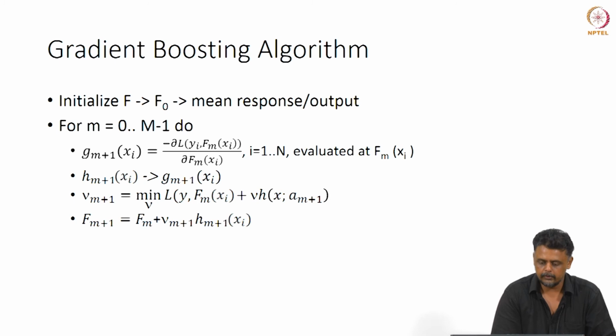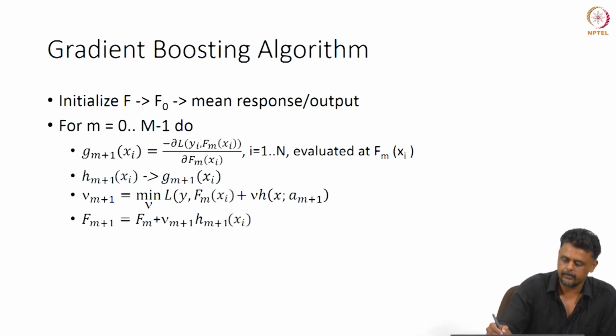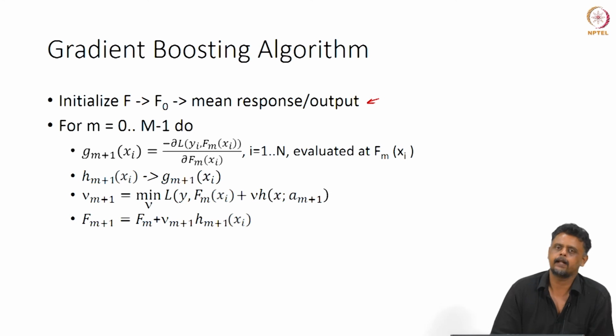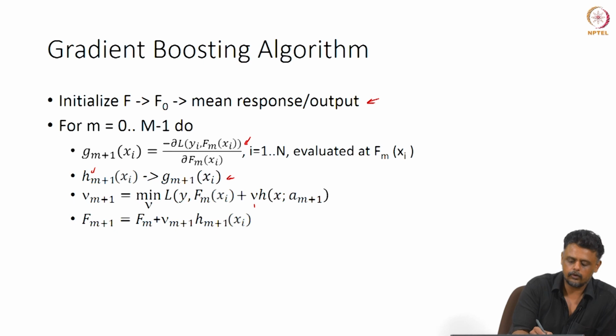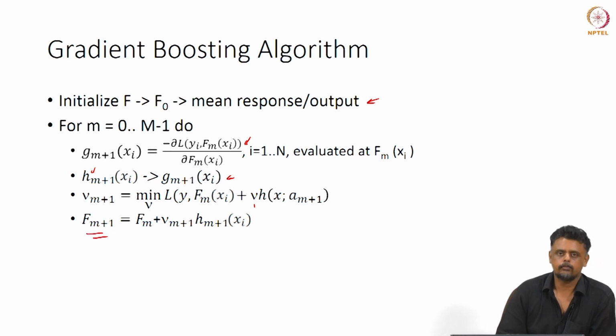So, let us look at the algorithm and summary. We initialize to f naught, which is the mean response of your training data. You take that as the output for every x i. That is your initialization. For subsequent iterations, you calculate the gradient of the loss function with respect to the predicted values from the previous iteration. Fit a machine learning model, which is a binary regression tree, to that gradient. Estimate nu by solving a line search problem. Update your model. Keep doing that for a fixed number of iterations as indicated by your cross validation study, and that is your gradient boosting algorithm.